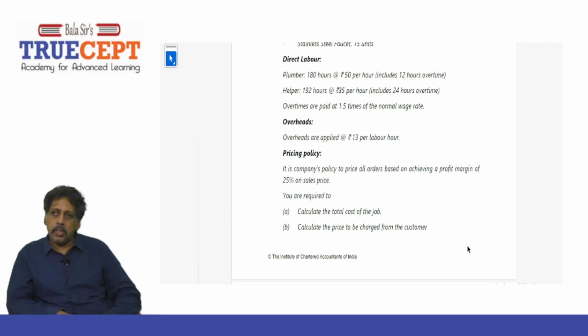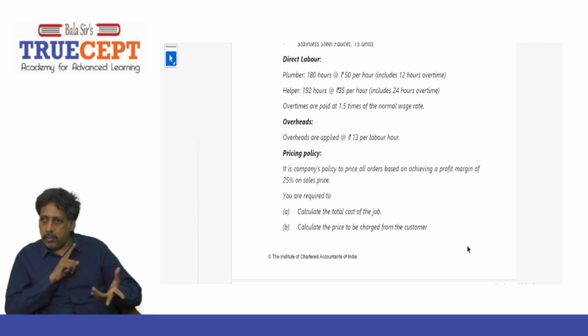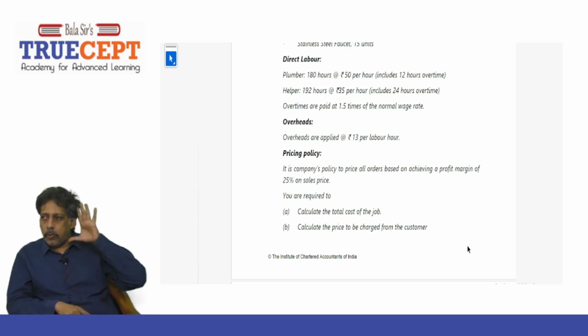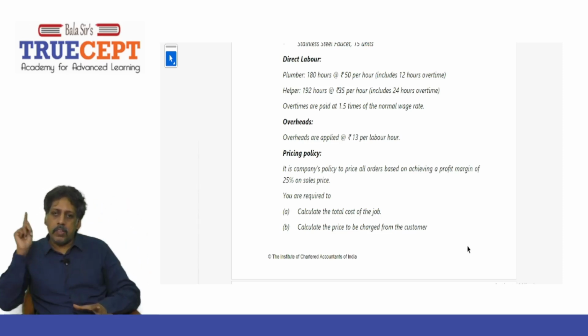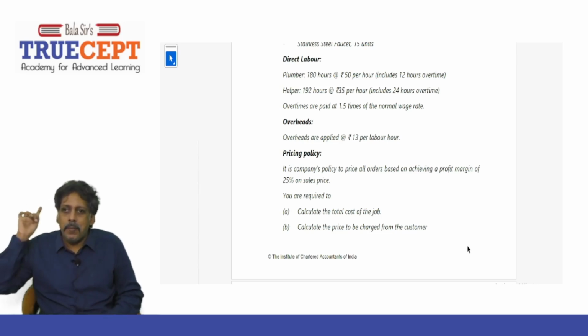Understood? And then what is the wage rate for helpers? 35 rupees. 35 into 1.5, that is 150%, will work out to 52.50. On that 52.50, 35 is normal, and 17 rupees 50 paise is not normal, it is called overtime premium.